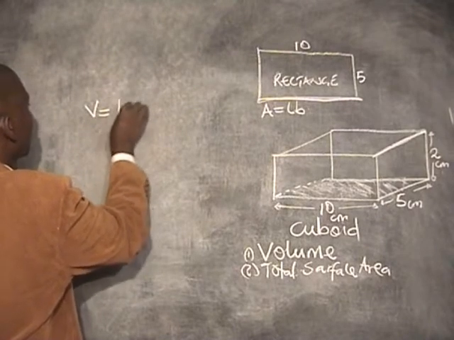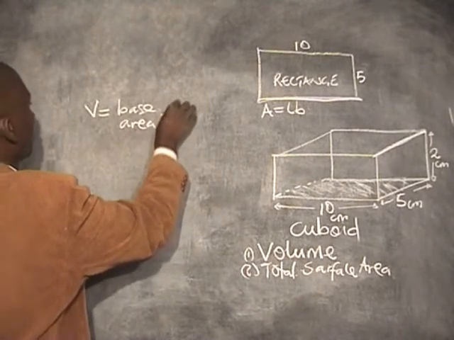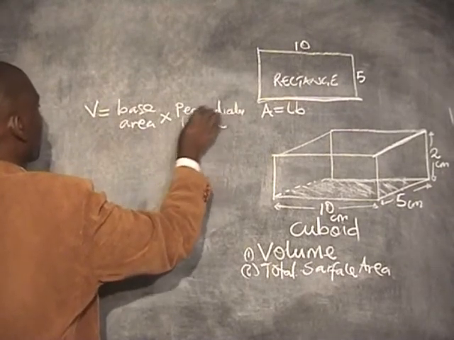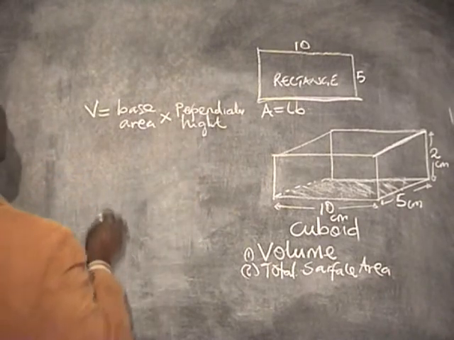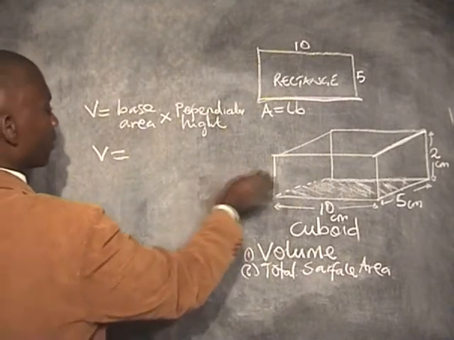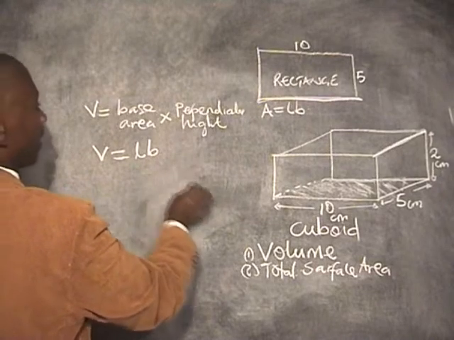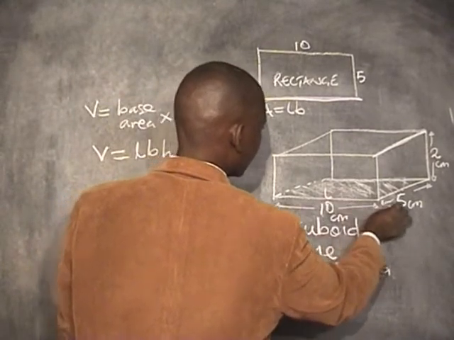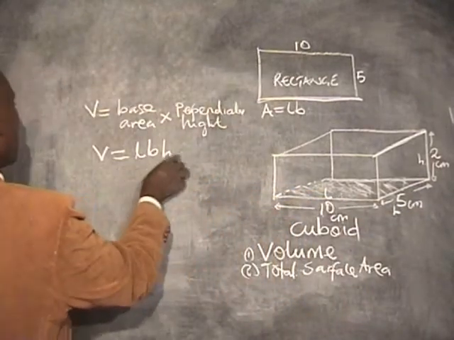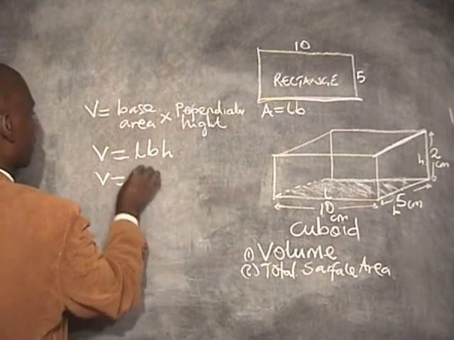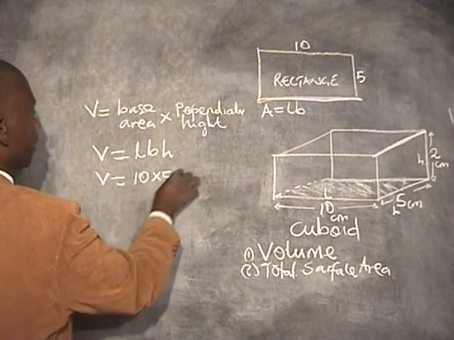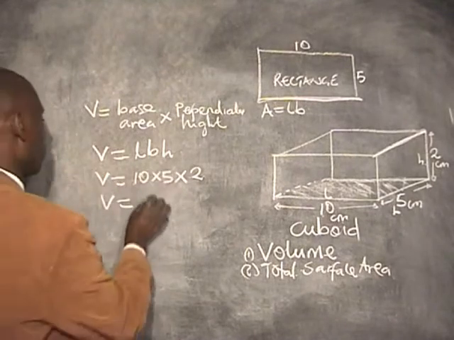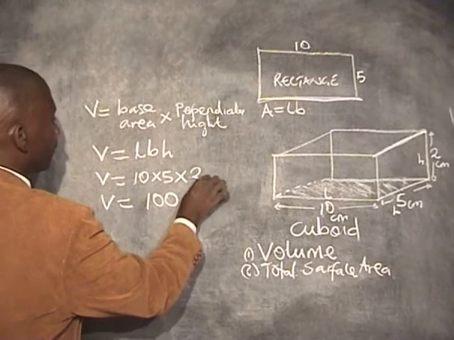Volume is given by base area multiplied by perpendicular height. So volume is equal to area of the base. The base is in the form of a rectangle. This is L times B. Then the perpendicular height is given by h. So this is the length, this is the breadth, and this is the height. So L times B times H. Volume is equal to the length, which is 10 centimeters, multiplied by the breadth, 5 centimeters, and multiplied by the perpendicular height, 2 centimeters. So volume is going to be 10 multiplied by 5, 50. 50 times 2 is 100 centimeter cubed.